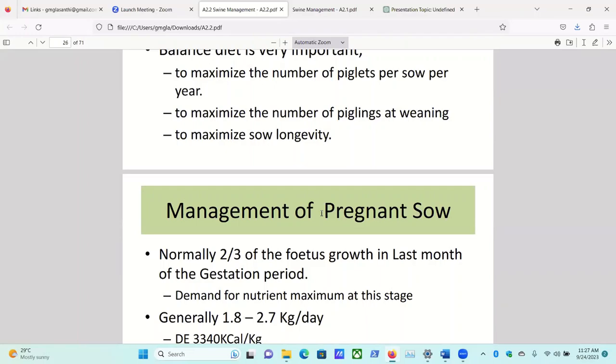If you don't provide enough diet, or enough nutrition for this animal, she will reduce her body weight. Ultimately, we can't use her hereafter once her body weight goes down.